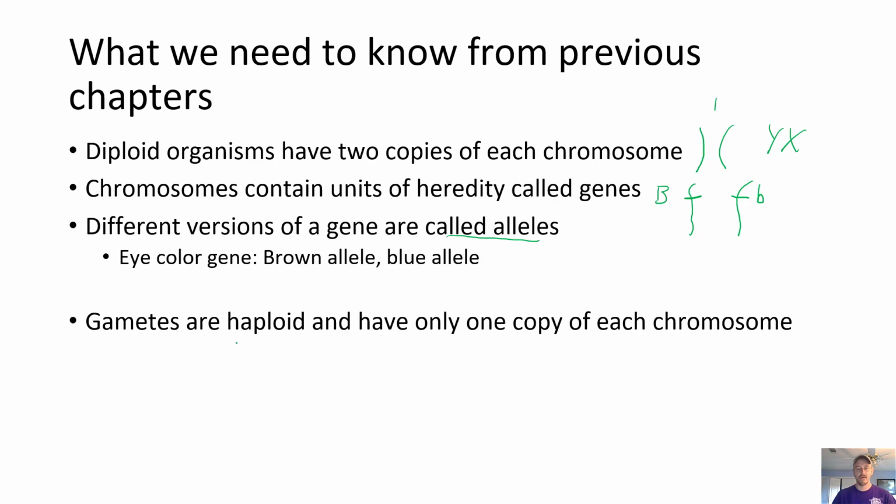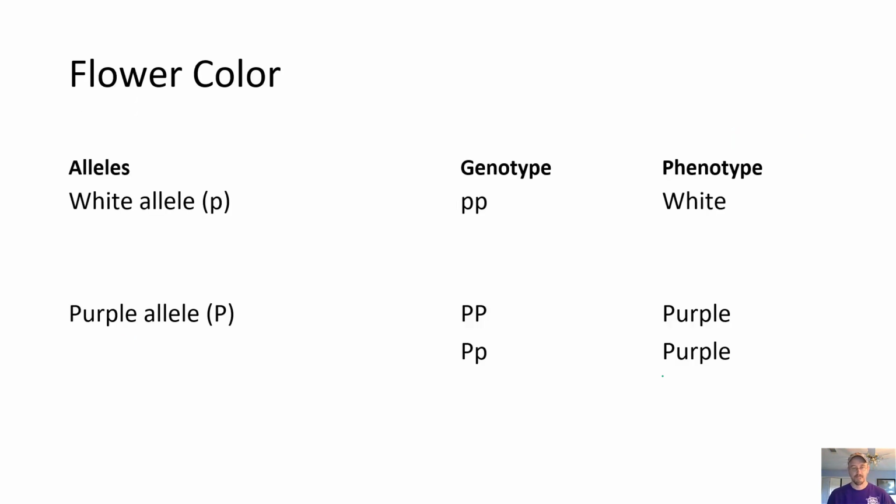Okay? And the other thing we need to remember is that gametes are haploid, so N, they only have one copy of every chromosome. So if this were in one of your somatic cells, your gamete, let's say you make an egg, your gamete would only have one of those chromosomes in it. Okay? So those are things to keep in mind to help us understand the topic.